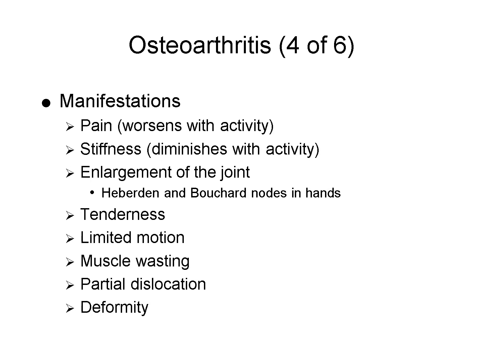Clinical signs include joint pain that worsens with activity, morning stiffness that improves with movement, and joint enlargement. In the hands, Heberden nodes and Bouchard nodes may develop. As the disease progresses, range of motion becomes limited and deformity or partial dislocation can occur. Surrounding muscles may weaken due to disuse.